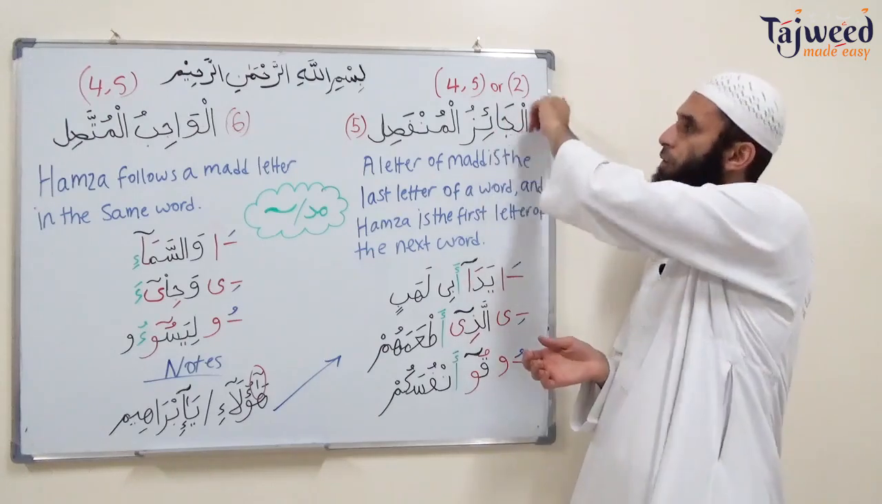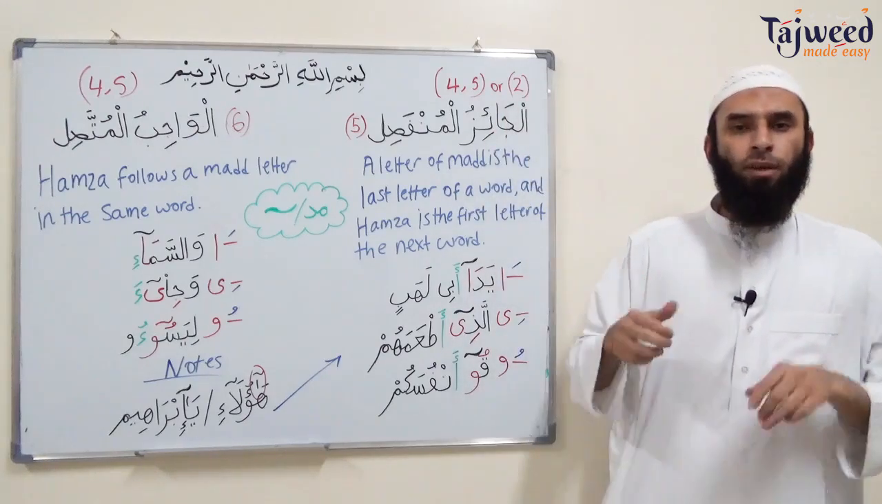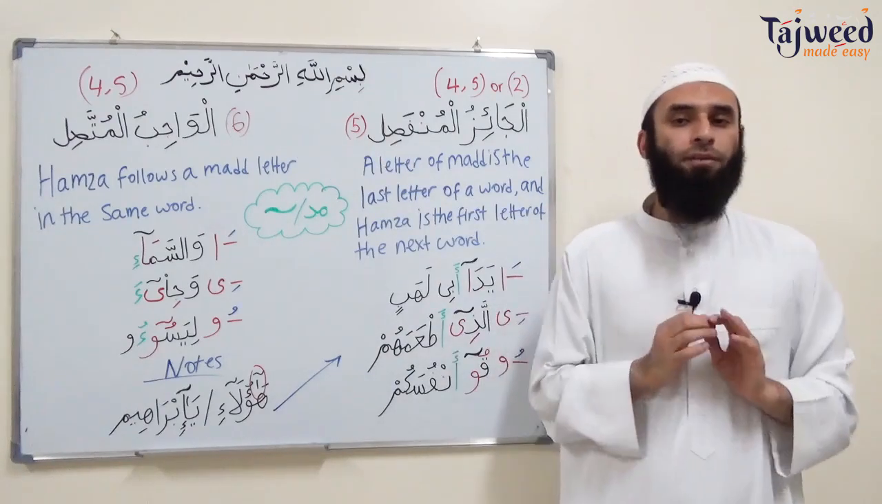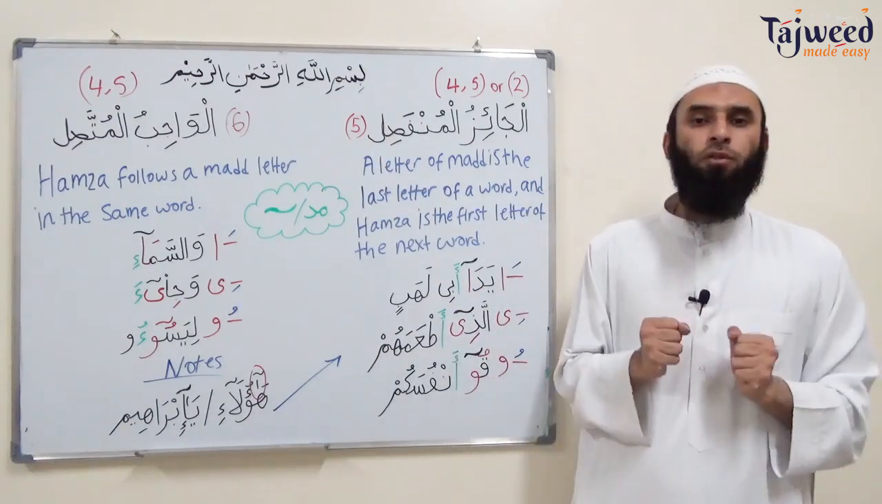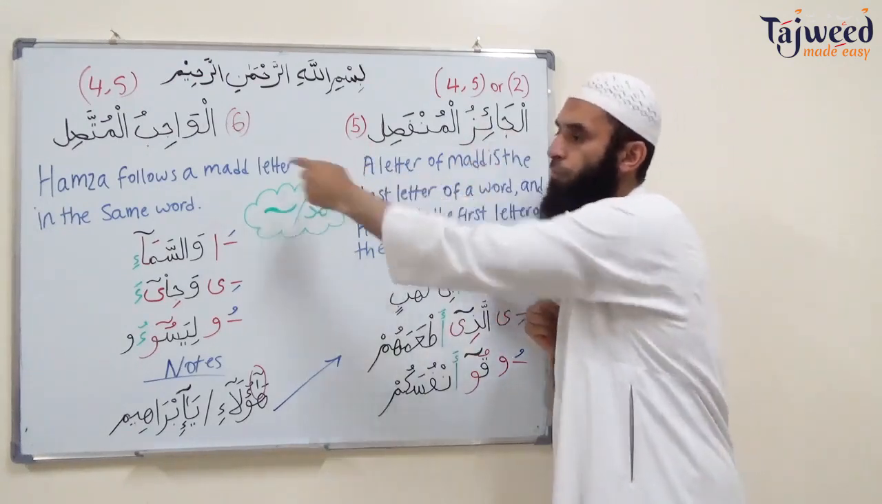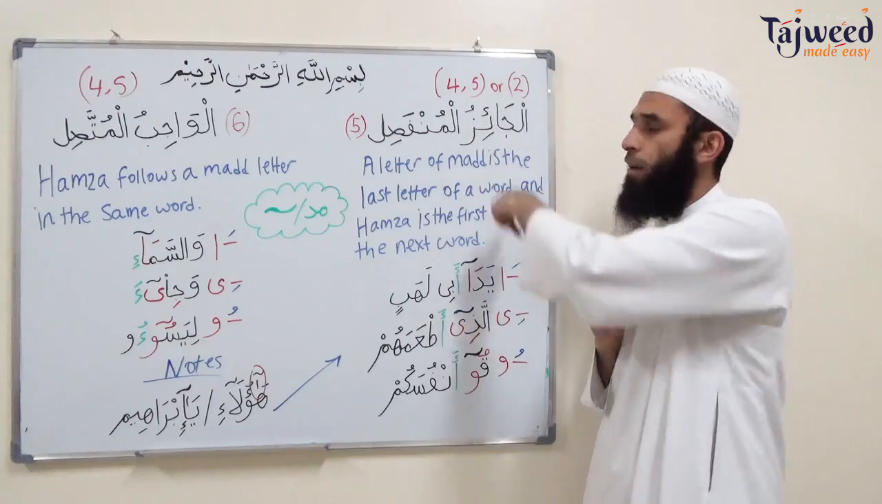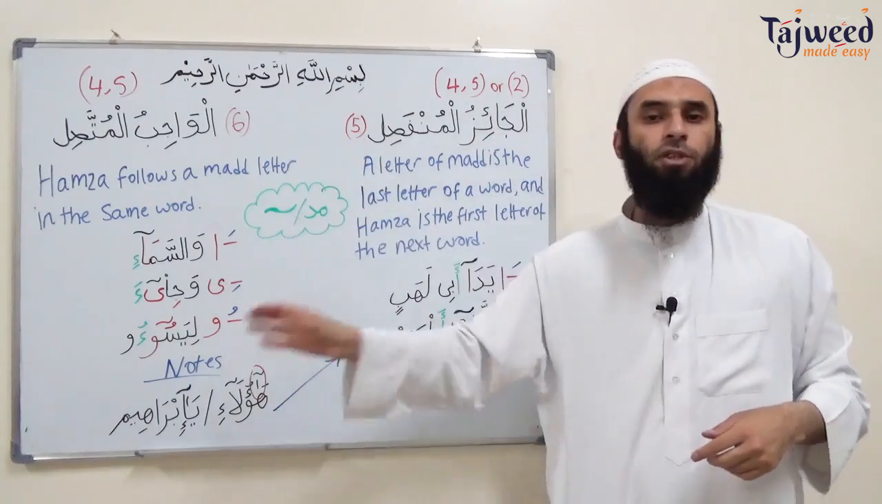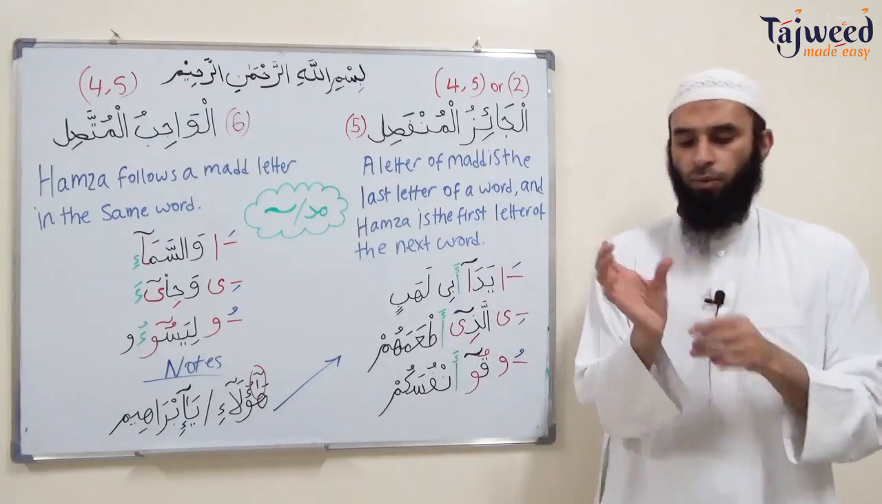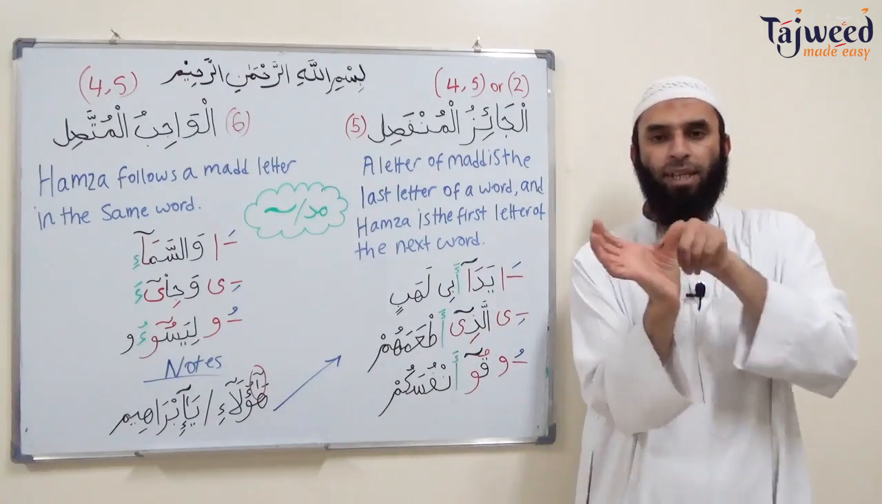This one, Jaiz, is allowed to do 2 in a similar mode of recitation, but our mode of recitation is 4 or 5. This wajib, you have to do 4 or 5 counts. So if you're going to do 4, stick to 4, 5, stick to 5. If you're going to do 4 in Jaiz Munfassil, you should do 4 in Waajib Mutassil. If you're going to do 5 in Jaiz Munfassil, you should do 5 in Waajib Mutassil. Why is it called Mutassil? Mutassil means connected. So the letter of mad is connected to the hamza in the same word.